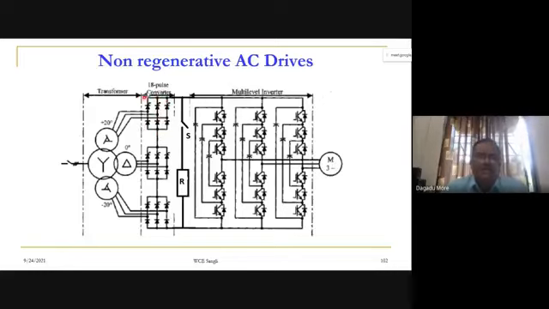So all are thyristors. This is a 6 pulse converter, this is a 6 pulse converter, and this is a 6 pulse converter, and they are added in series so that it will be an 18 pulse converter. For getting 18 pulse, the phase shift in the line voltage between the first converter, second converter, and third converter should be 20 degrees.